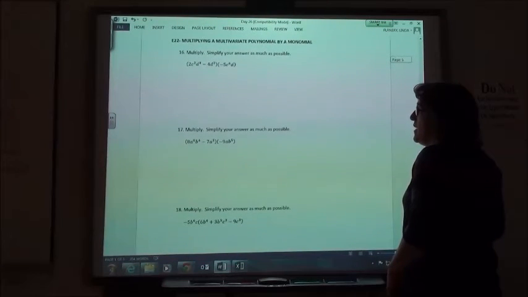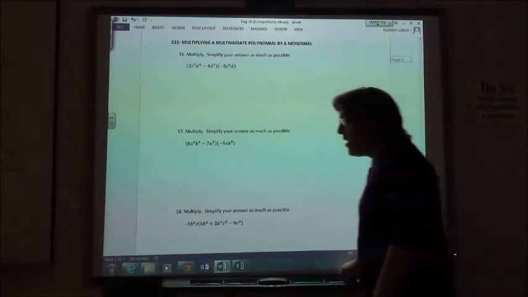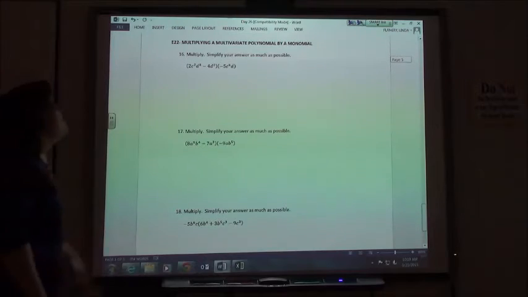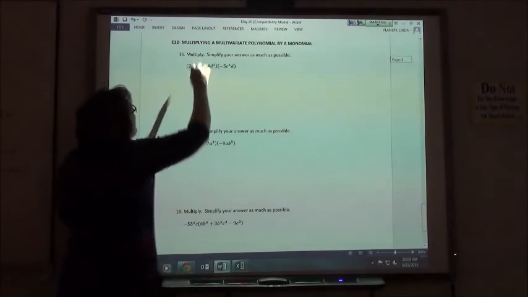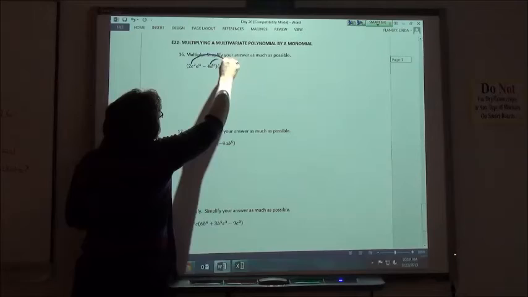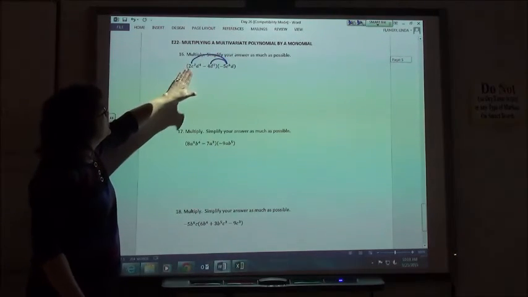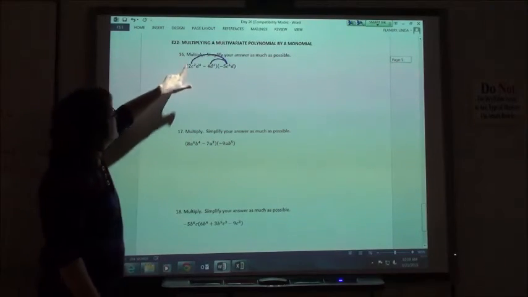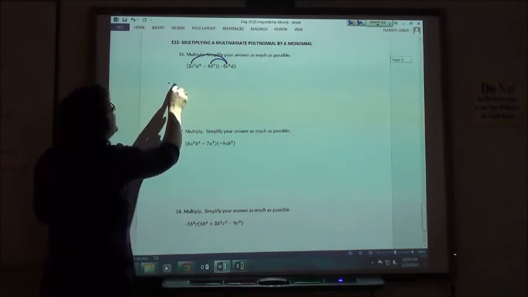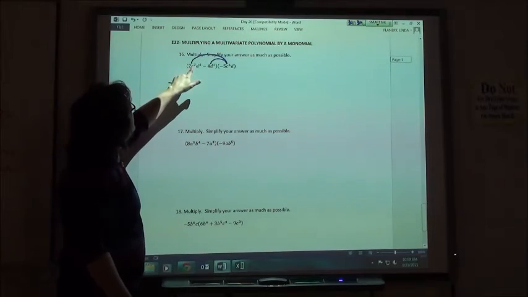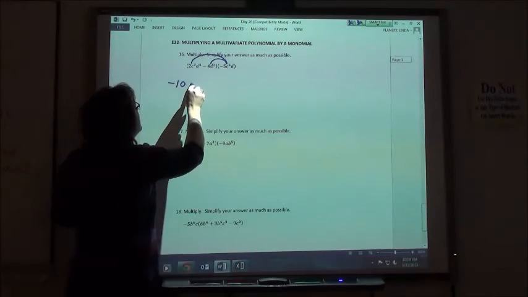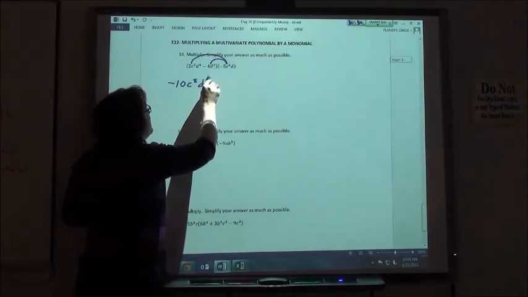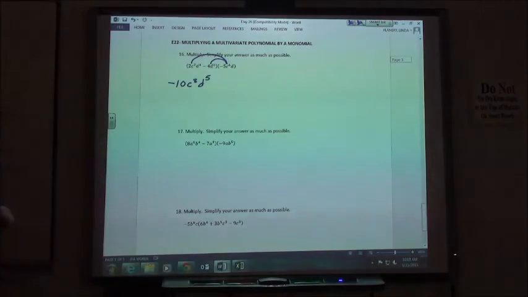So 16, 17, and 18, same kind of thing. They just made it a little bit longer and a whole lot more variables in there. If I'm using my distributive property here, I'm going to multiply this times this and that times that. So 2c squared d to the 4th times negative 5c to the 6th d. 2 times negative 5 is negative 10. I add my exponents, so 2 plus 6 gives me c to the 8th. And then 4 plus 1 would be d to the 5th. And that would be my answer for my first term.